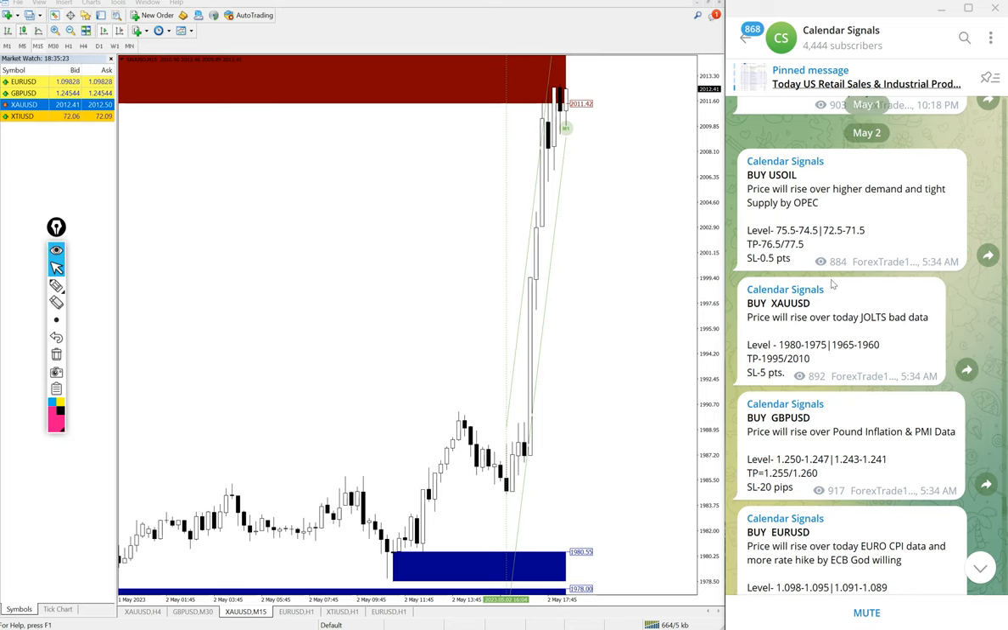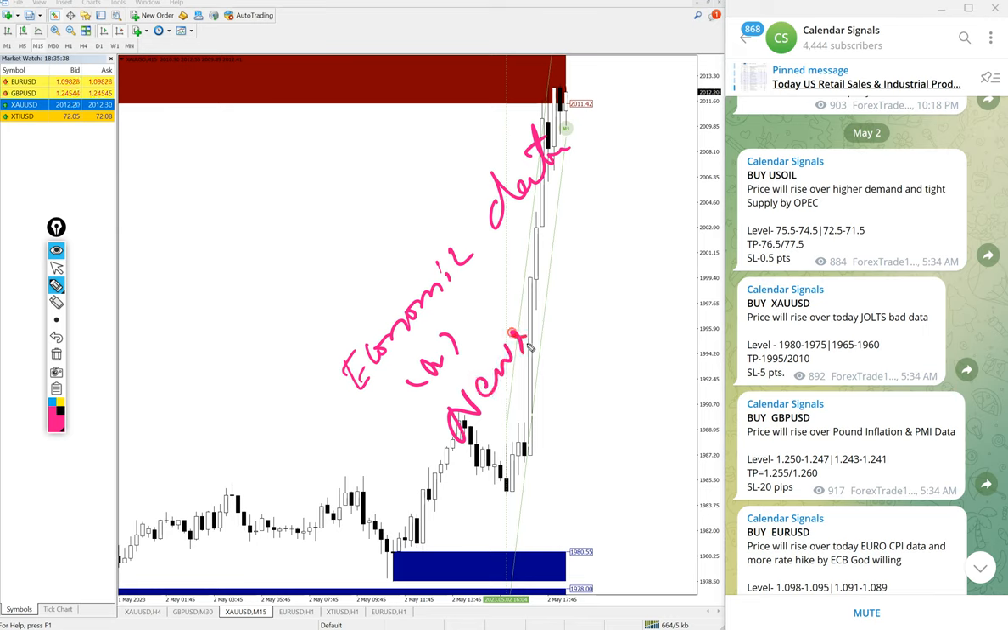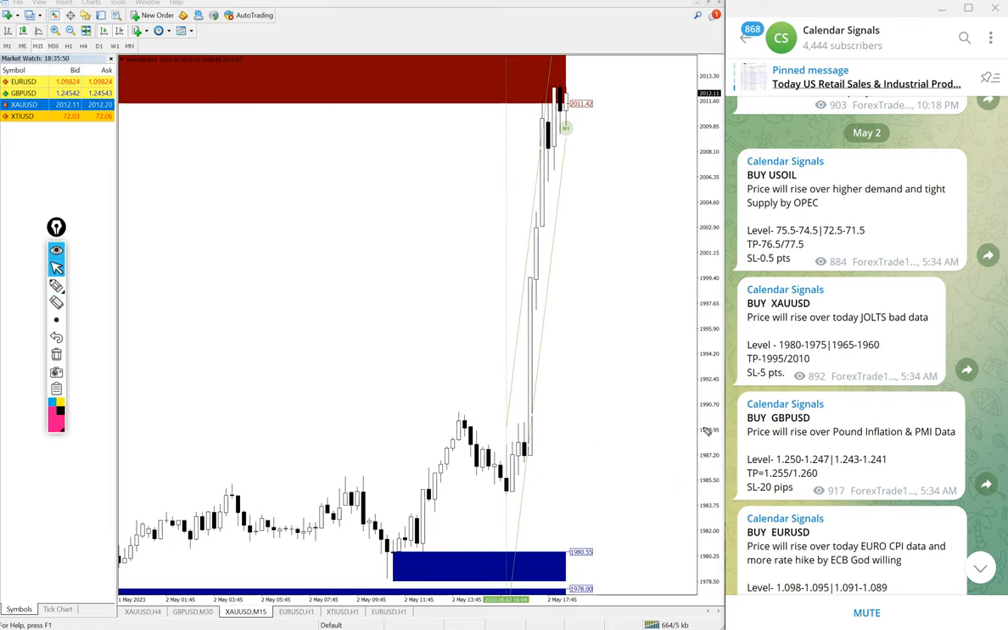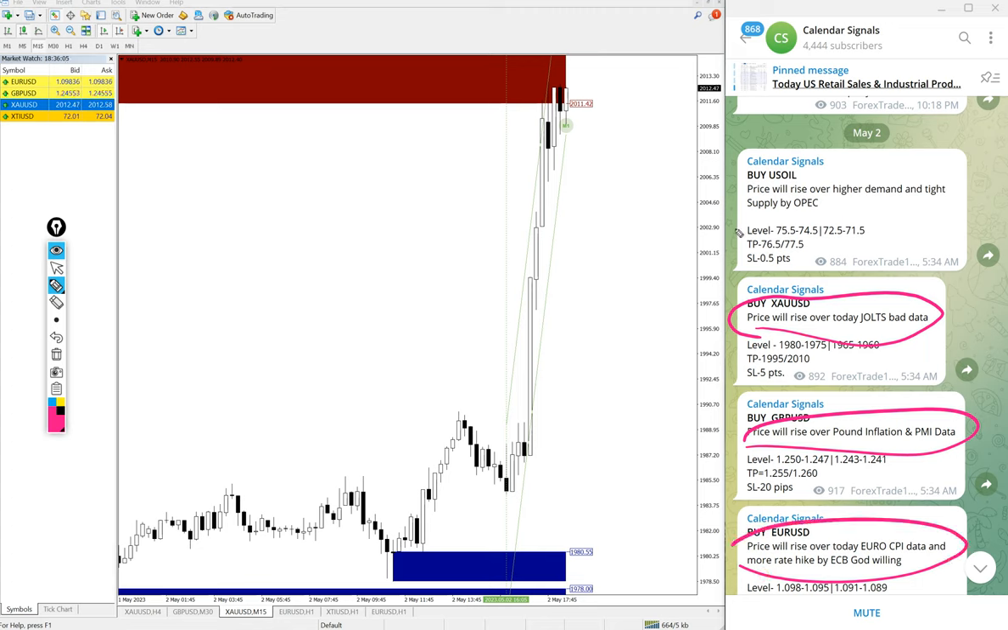And all the signals given in this channel are based on strong reasoning. The reasoning will be based on economic data or news. Also we are considering oversold or overbought conditions. Based on these reasons we give the signals on this channel, and the reasoning is mentioned in this section here. For example, buy gold given, the reason is price will rise over today's JOLTS bad data. Likewise, in each and every signal you will find the reason why we are giving that particular script, buy or sell.